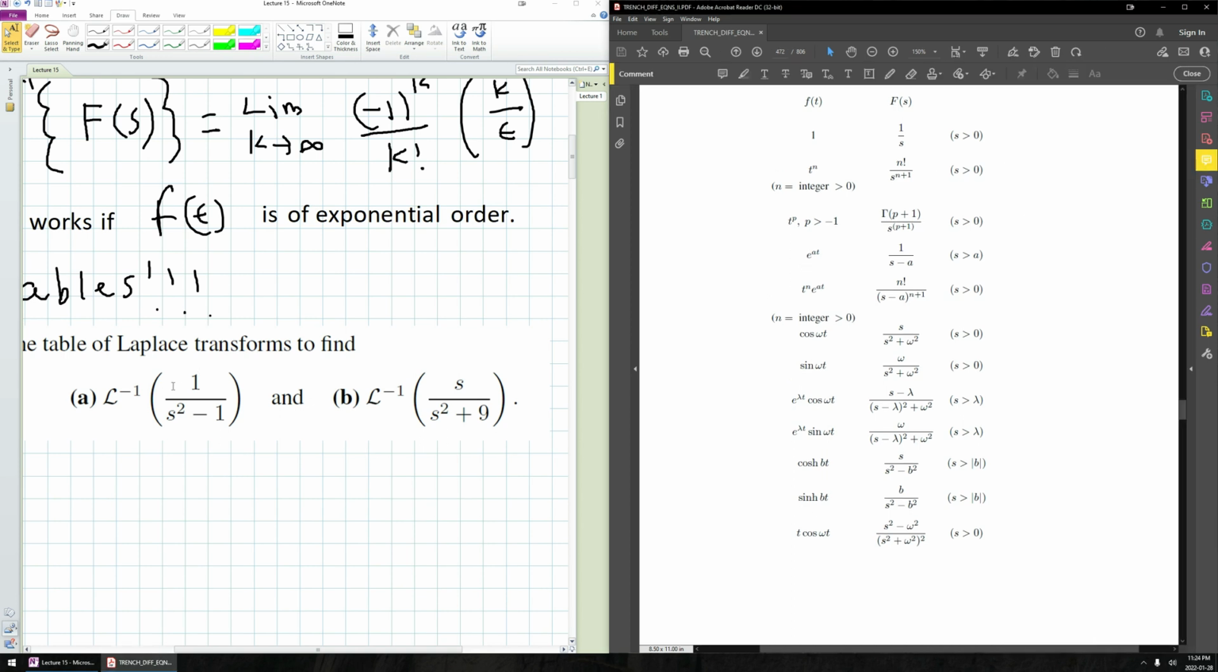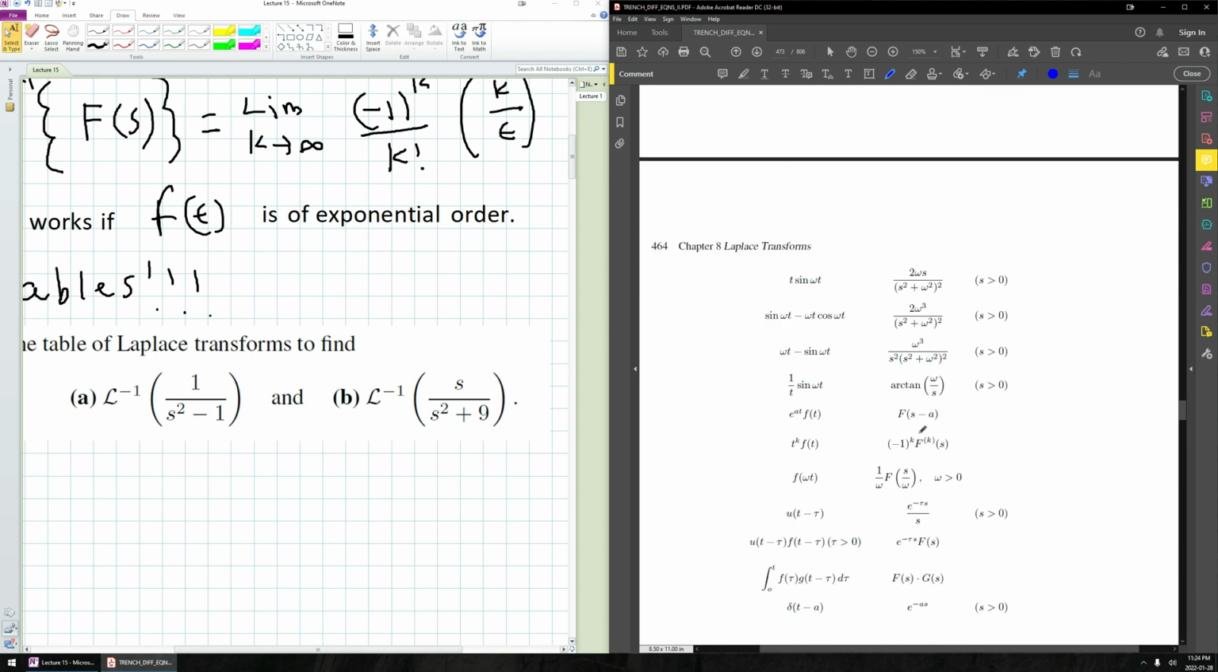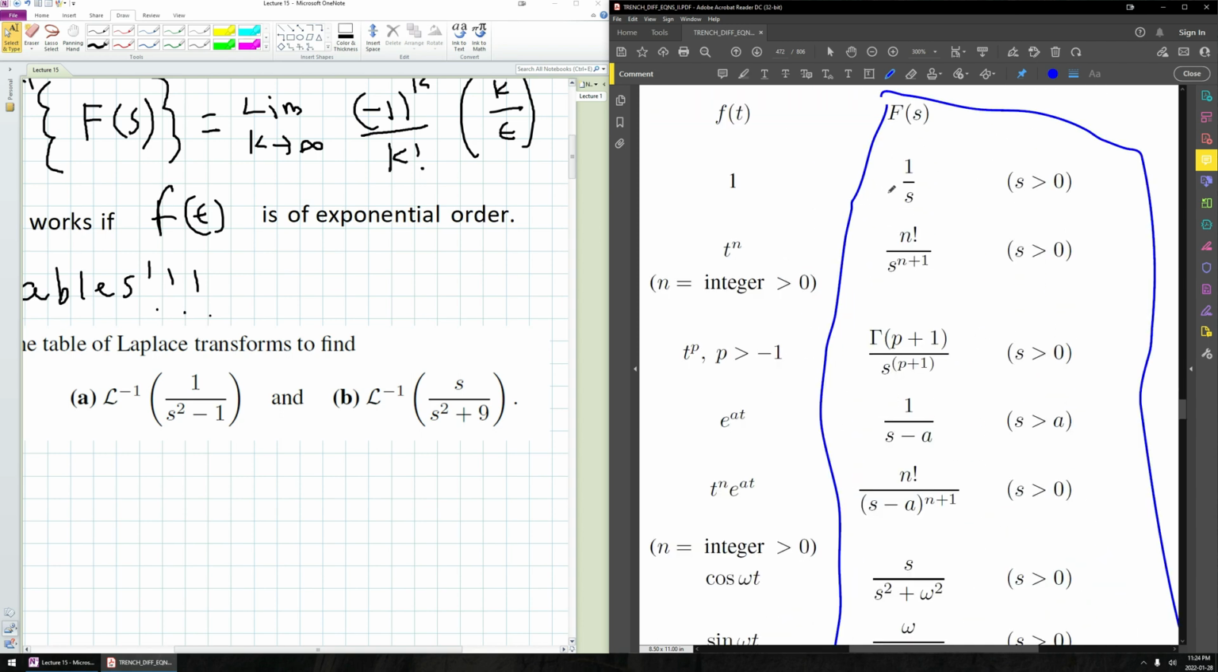For this first one, I want something that looks like 1 divided by s squared minus 1. Since I'm trying to find the inverse Laplace transform, I want to find something in this column here that matches the thing that I'm computing the inverse Laplace transform of. And once I find a match, I then just plug in whatever parameter I need to go to the other side. Do notice we have a second page here. So how do we go about doing this? Well, let's just eyeball it.